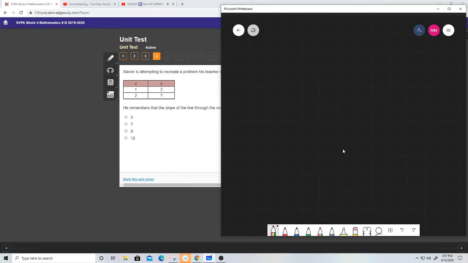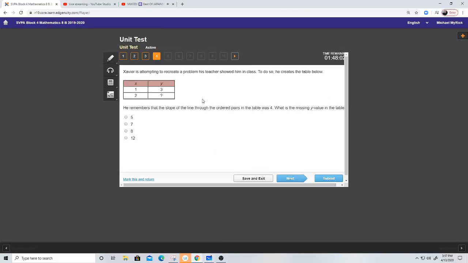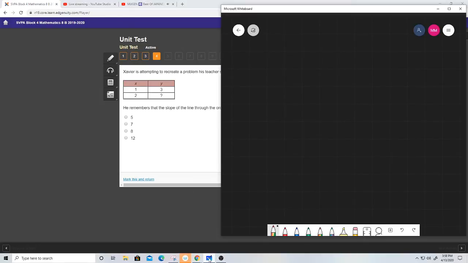Alright, so this one's a little tougher. But you basically need a slope of 4, okay? Now here's the question. You remember slopes can always be written as a fraction. Look at our x, right?